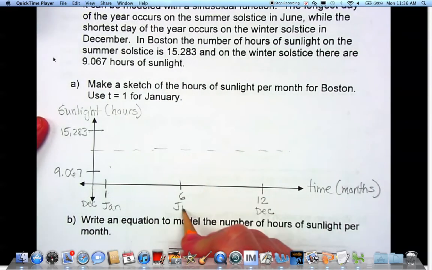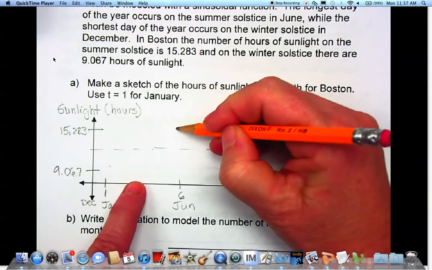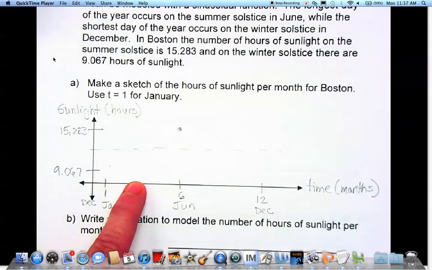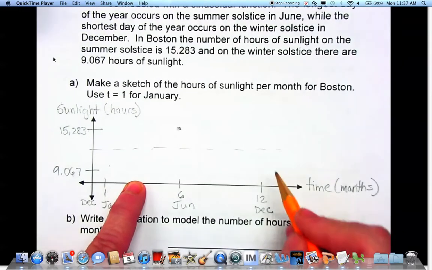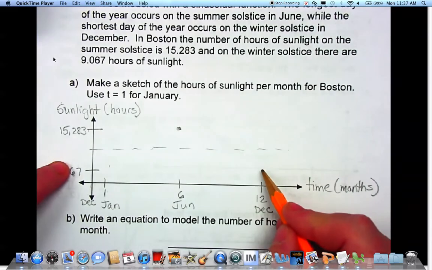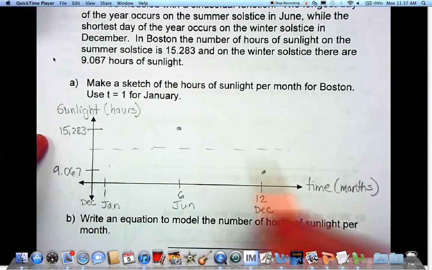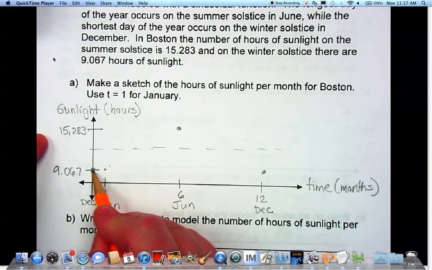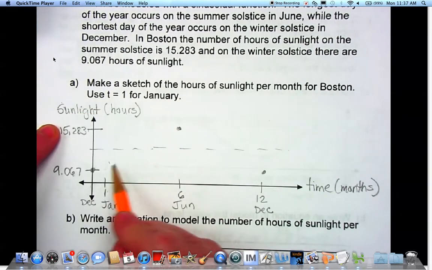Okay, the longest day would be up here at 15.283. The shortest day occurs in December, so 9.067. So it's a negative cosine? Looks like it to me.